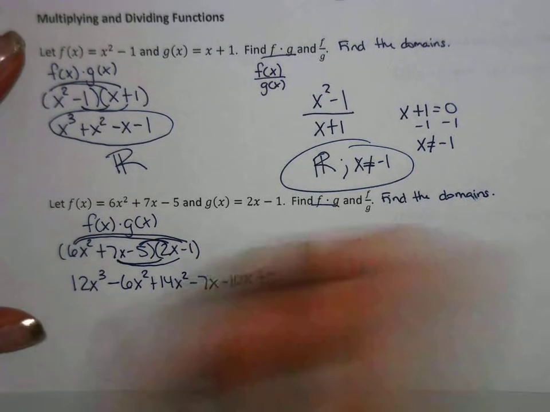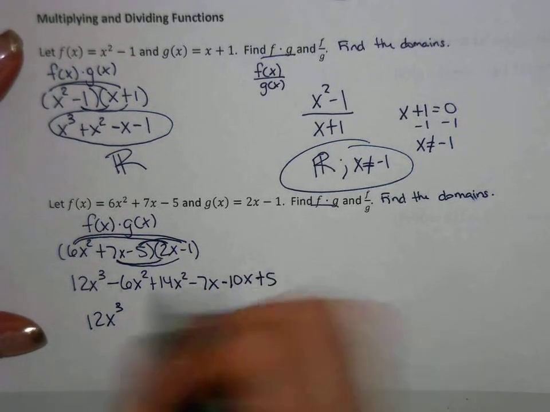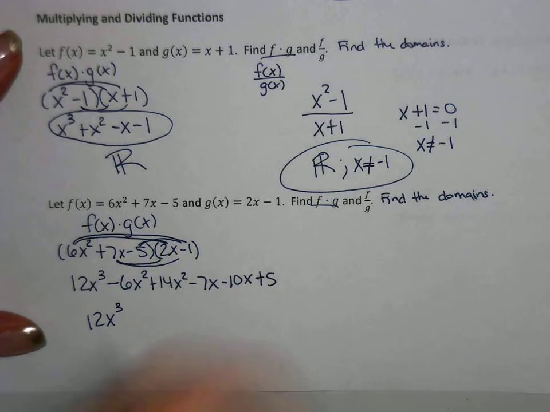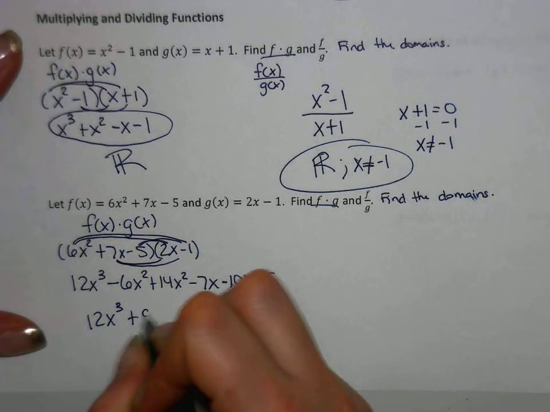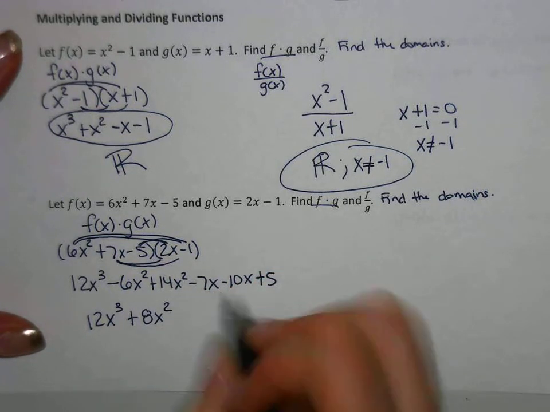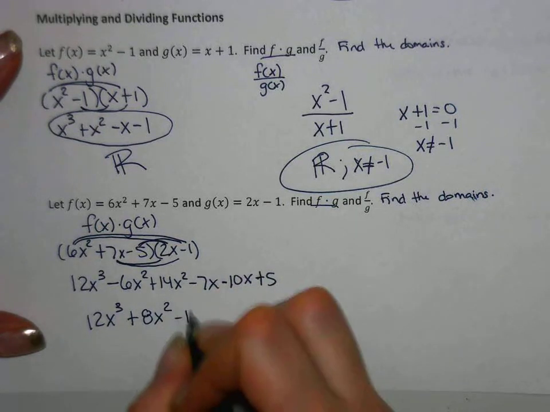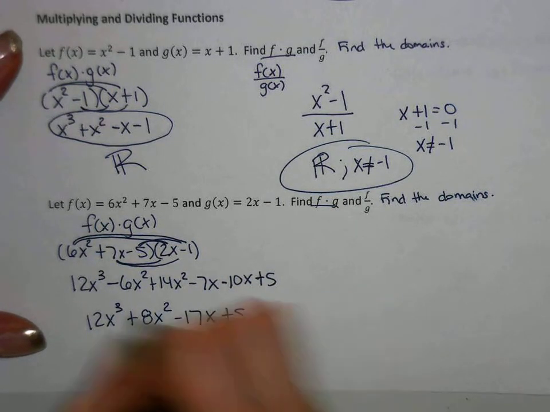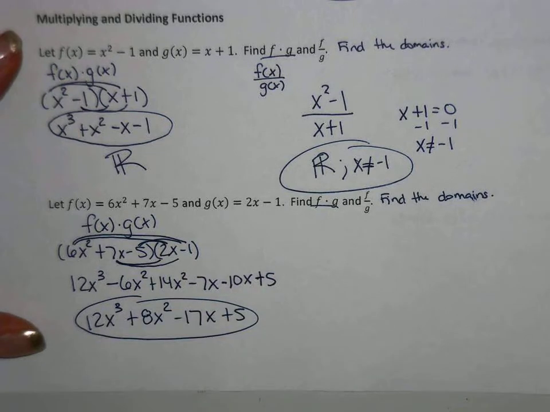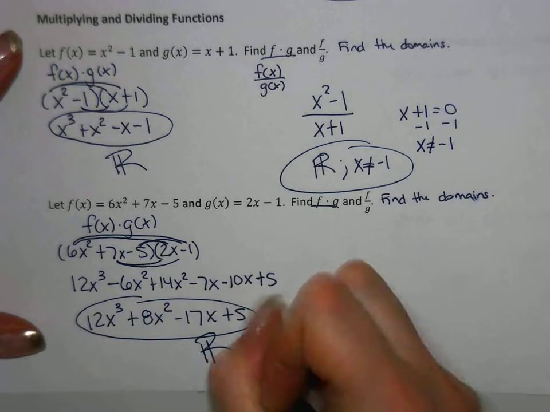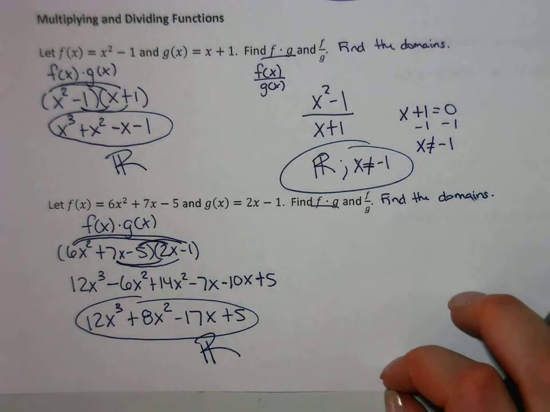So if we combine like terms, 12x to the third, negative 6x squared plus 14x squared is 8x squared. Negative 7x minus 10x is a negative 17x plus 5. So our domain for multiplying is all real numbers.